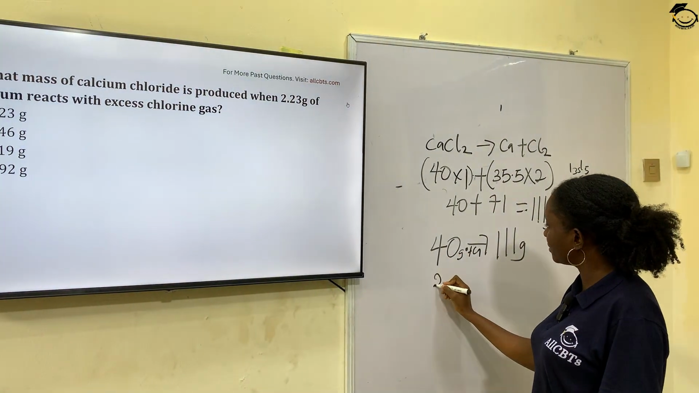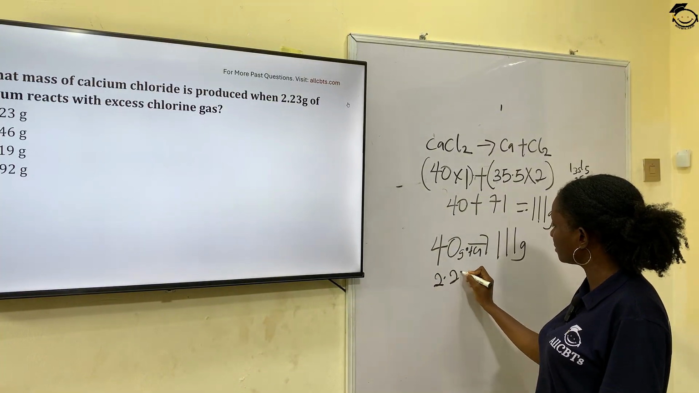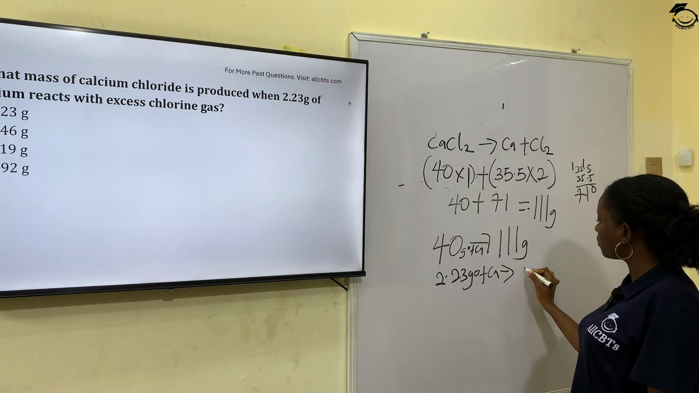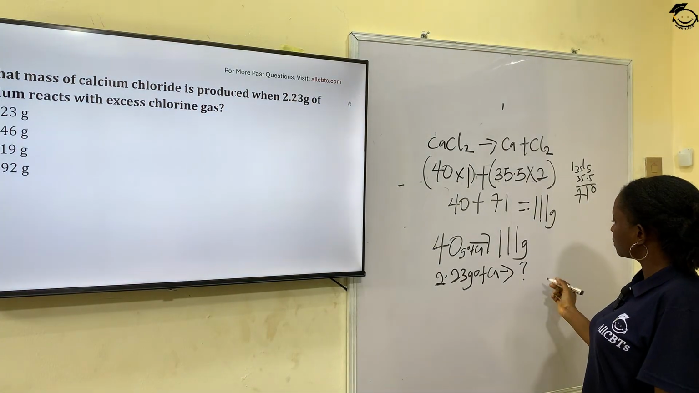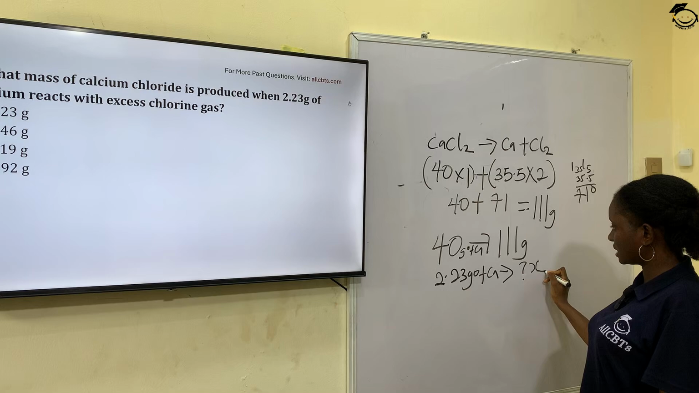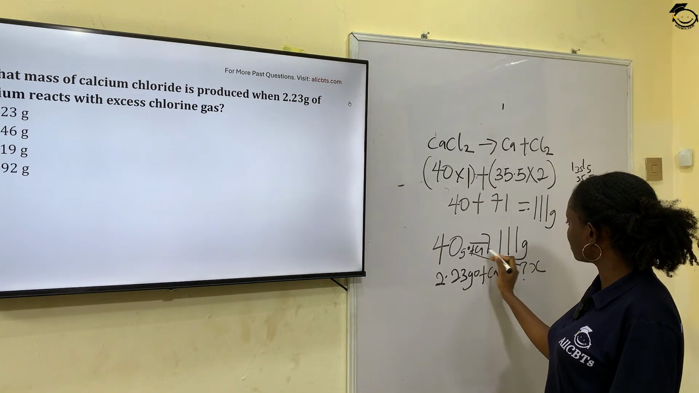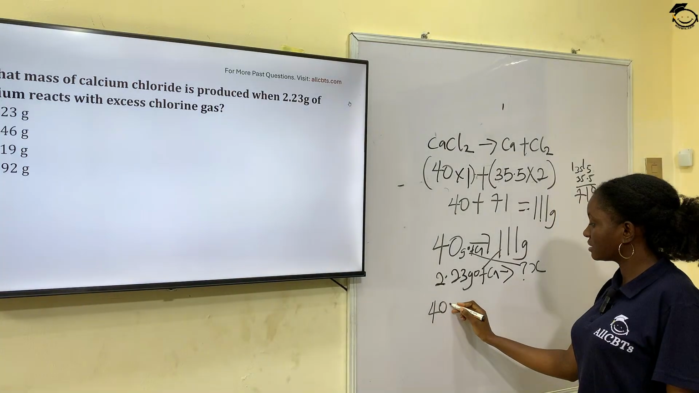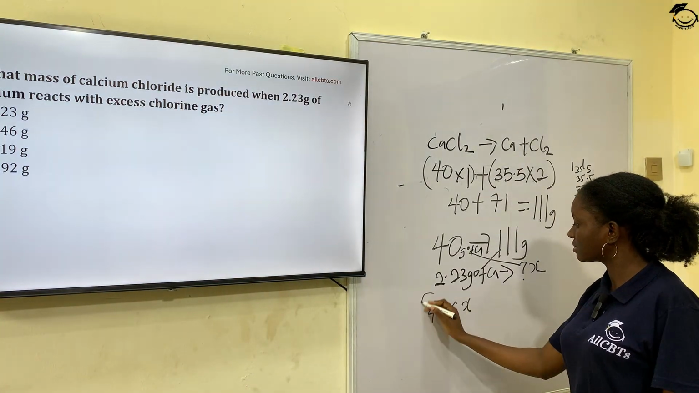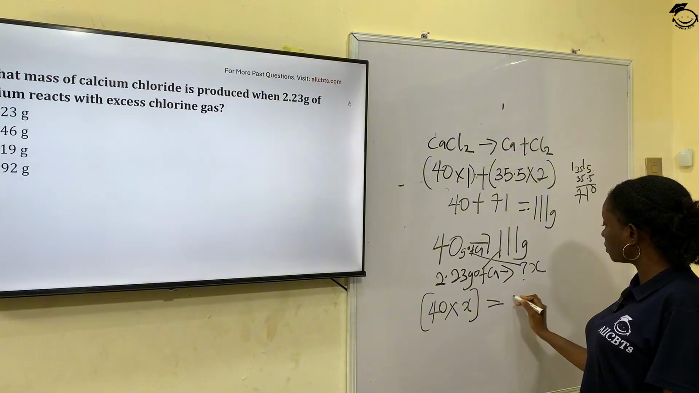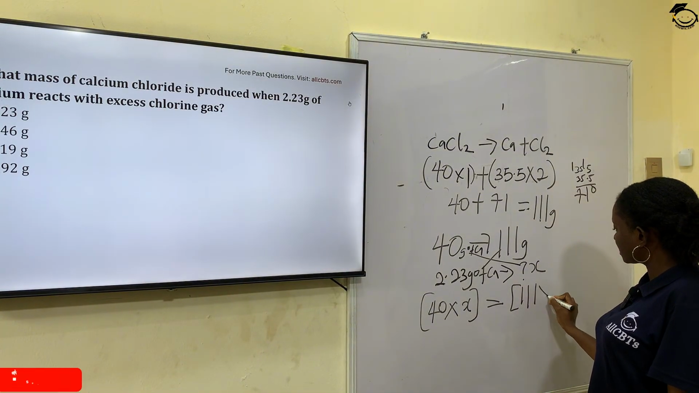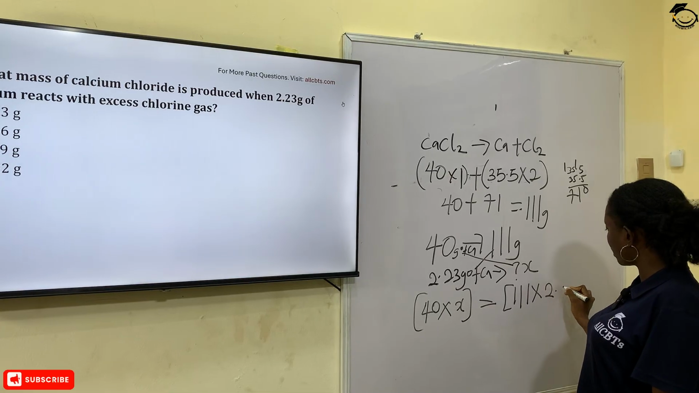So 2.23 gram of calcium will give what? Unknown. So let's term that as X. So here we just cross multiply. That will be 40 times X is equal to 111 times 2.23.